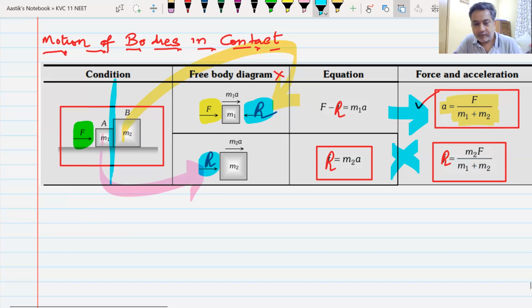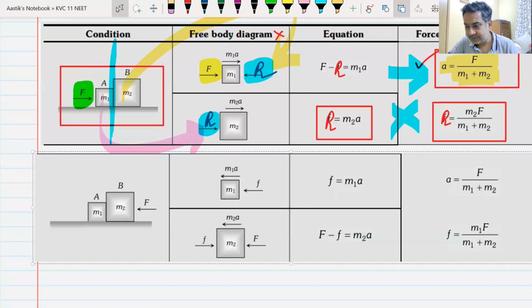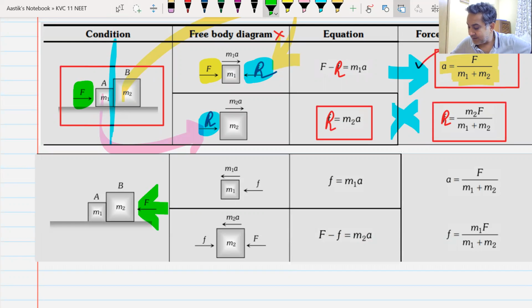Now, in the second case, as you will see, the case has been reversed. Force, instead of being applied on M1, is now applied on M2. The force is applied on M2. So you can see the free body diagrams have changed. This is the free body diagram of M1, and this is the free body diagram of M2.